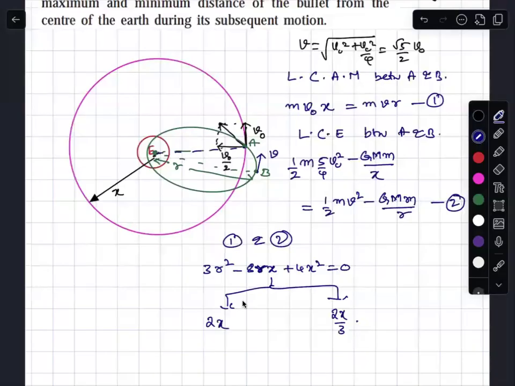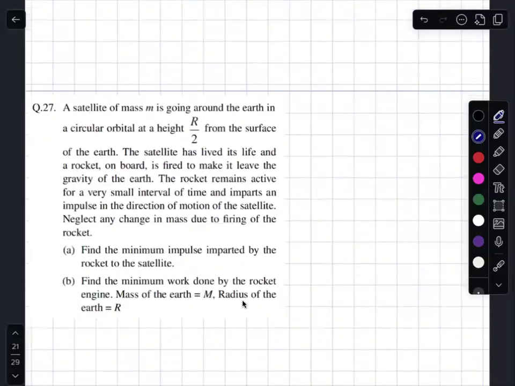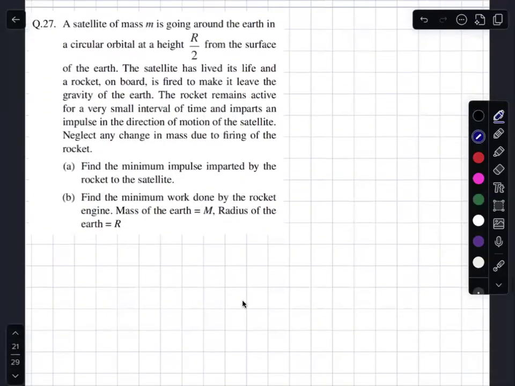Right. Any doubt in this question? So till this point of time, whatever questions I have done, majorly what concepts have I applied? The law of conservation of angular momentum and the law of conservation of energy. Right. Go ahead. Now this is the next question. Read the question carefully.